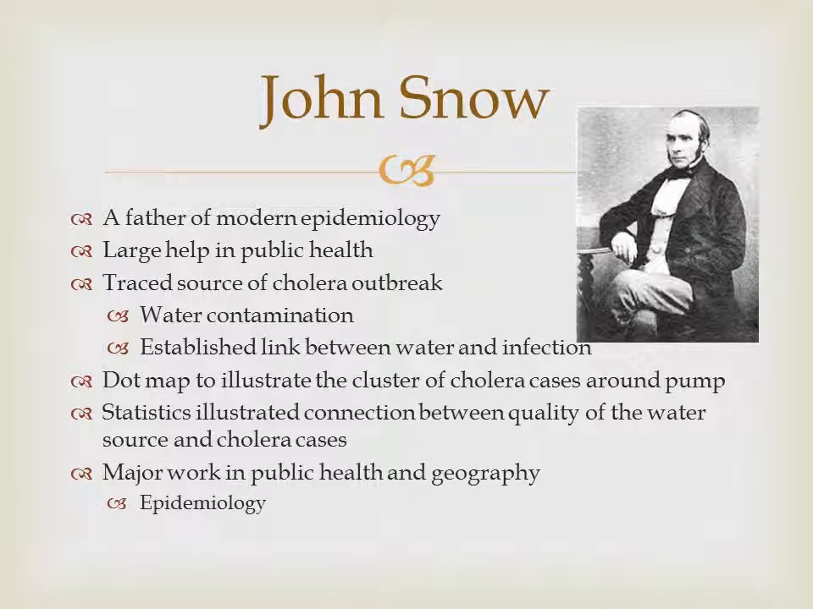John Snow, also known as the father of epidemiology, was a major role player in the growth of modern health. He traced the source of the cholera outbreak in Soho, London, and he found out that the infection was in contaminated water, and he established a link between water and infection. Snow created a dot map to show the cluster of cases around the contaminated pump.